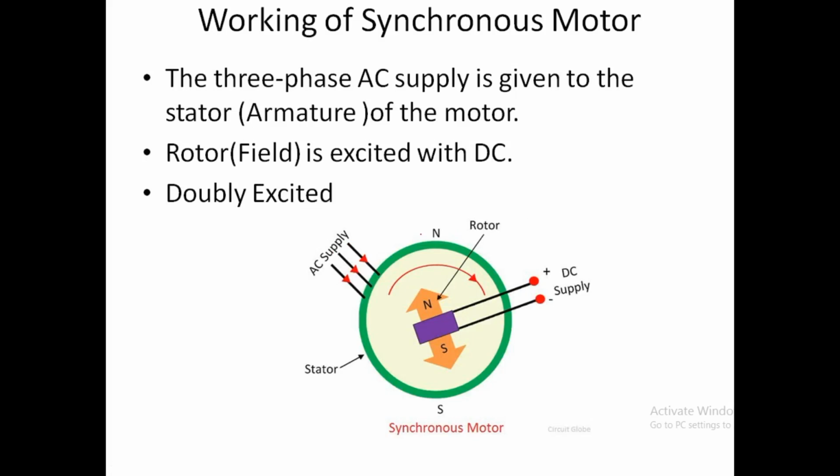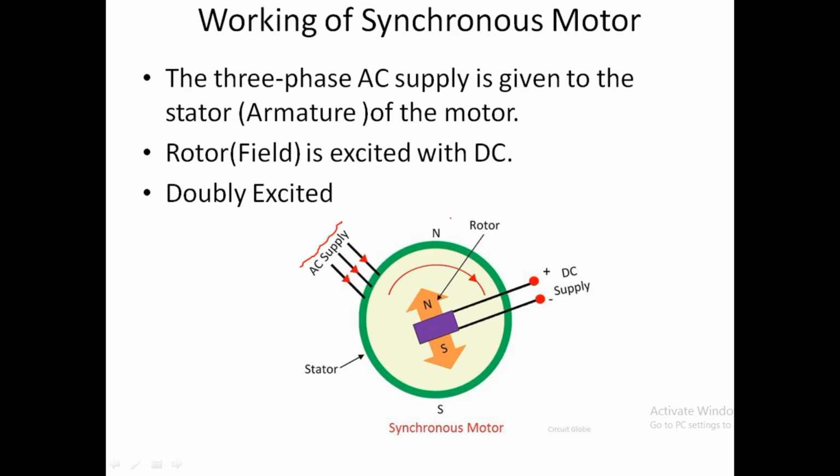Now the working of a synchronous motor. We know that this is a motor, so we will be giving an electrical supply, a three-phase AC supply. There are three windings in the stator, corresponding to R, Y and B. To these three windings we are giving a three-phase AC supply. This is given to a three-phase stator winding, in which each winding is displaced by 120 degrees in space, and the three-phase supply is displaced by 120 degrees electrically.